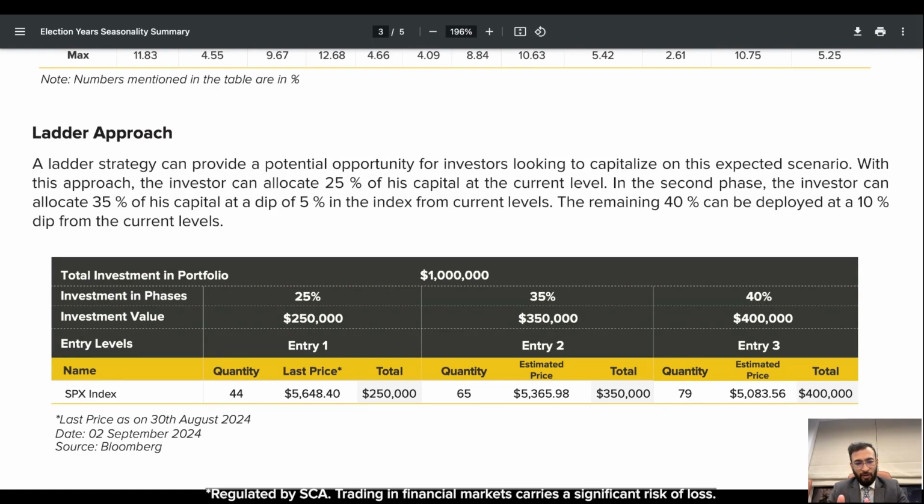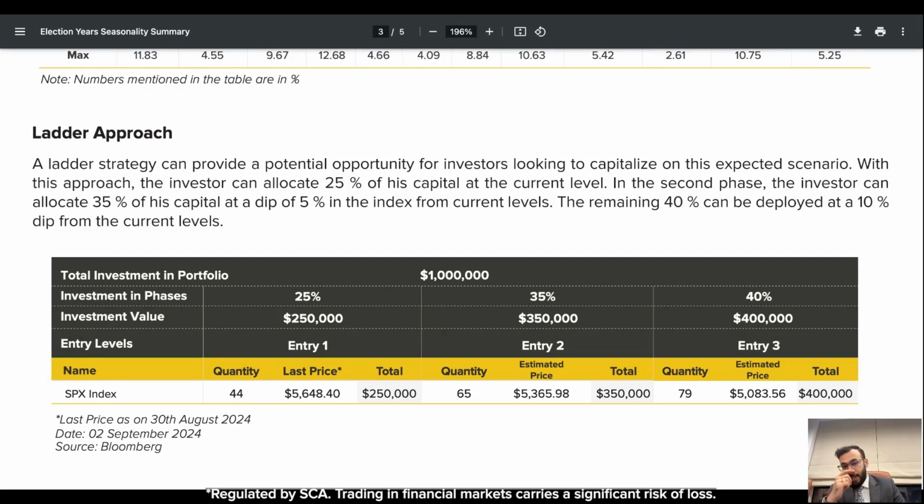If there is a fall, let's say another fall of maybe 5%, enter with the remaining 35%. And then if there is another fall of say 10%, you can enter with 40% of your remaining investment.